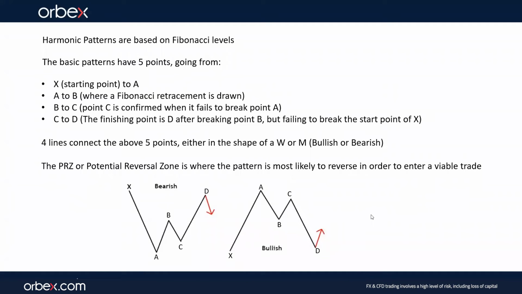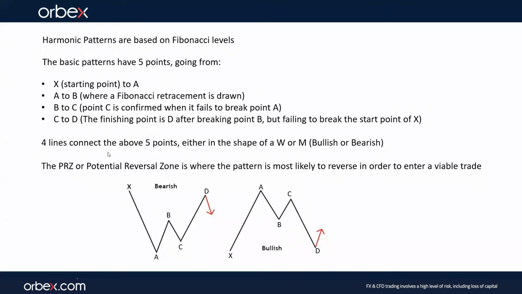So just want to do a quick diagram of a harmonic here. This is a Gartley pattern. It can be other patterns as well, depending on where these points finish. But let's go through what we are looking at and what we are keeping our attention on. Harmonic patterns are based on Fibonacci levels. The basic patterns have 5 points going from X, which is the starting point, to A. It also goes from A to B, B to C, and C to D. These Fibonacci retracement levels I will go through in detail as we go. I just wanted to point them out as the presentation goes along.